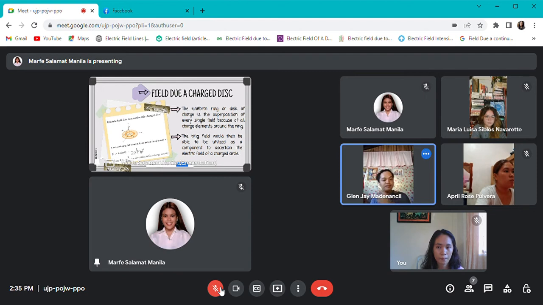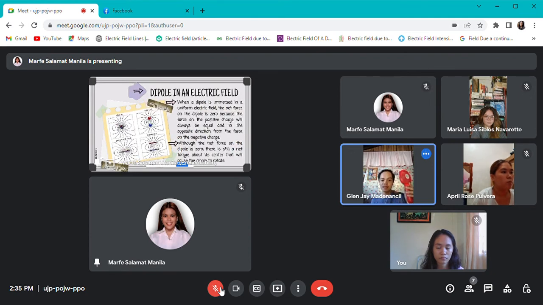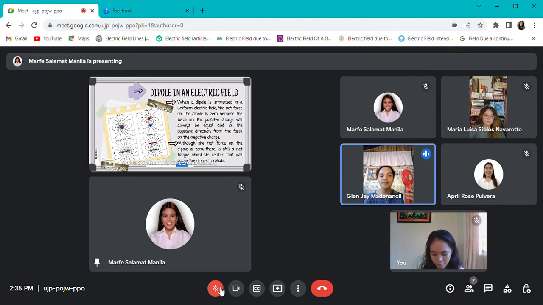So, enough with that. May we proceed to the next slide, to the next topic. So this is the dipole in an electric field. When a dipole is immersed in a uniform electric field, the net force on the dipole is zero because the force on the positive charge will always be equal and in the opposite direction from the force on the negative charge. So may we have Maria Luisa to please have this idea discussed to us.